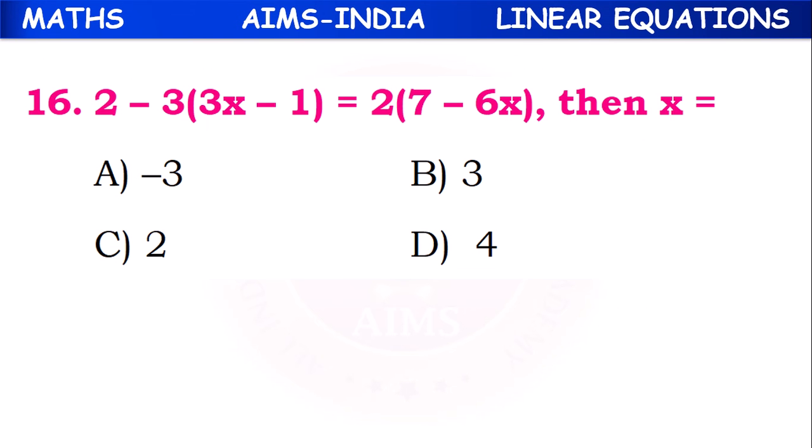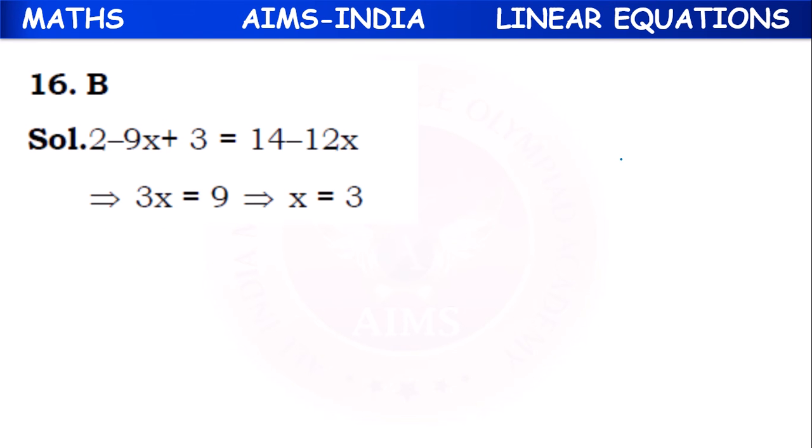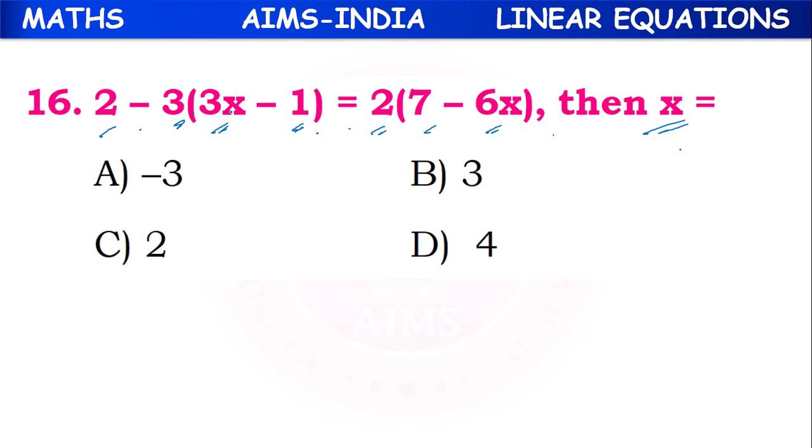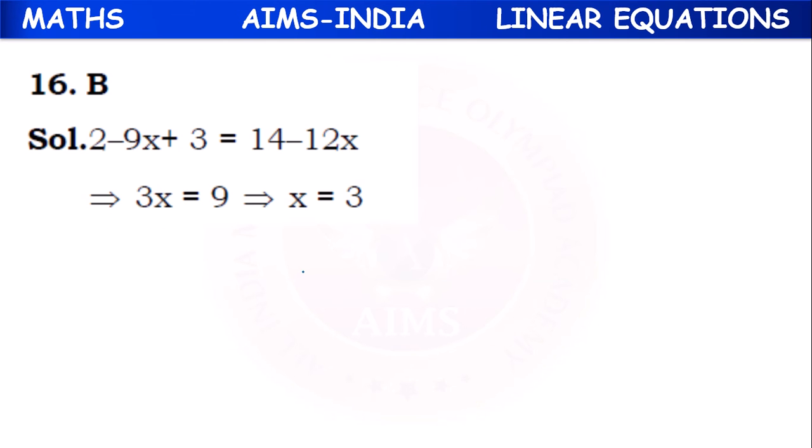Okay. 16th question. The question is 2 minus 3 into 3x minus 1 equal to 2 into 7 minus 6x, then x equal to how much? Same type of question, children. You have to multiply with 3. As we have minus here, symbols will change and you can solve. This is the answer, children. You can check the video and you can solve the question.